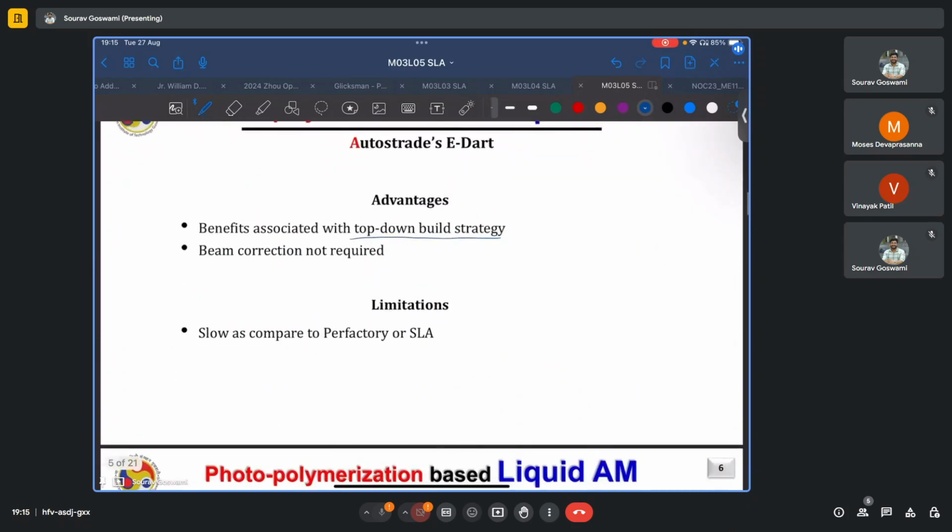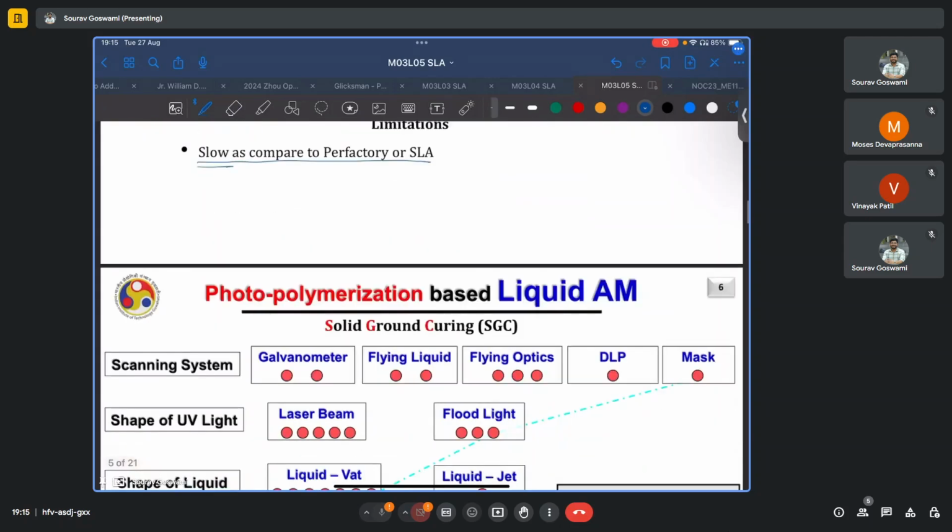However, because of the limitation or the fragility of the laser optics, we cannot really move at great speeds to cover the area of interest. We must traverse only at slow speeds. Thus, this process is significantly slower compared to others such as PerfectRay or SLA.